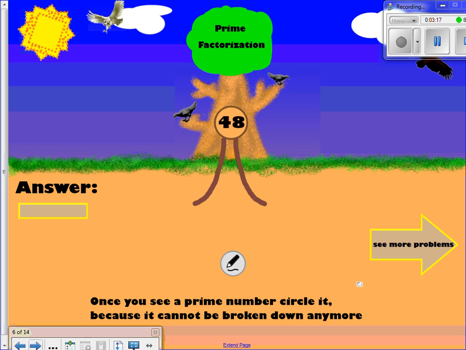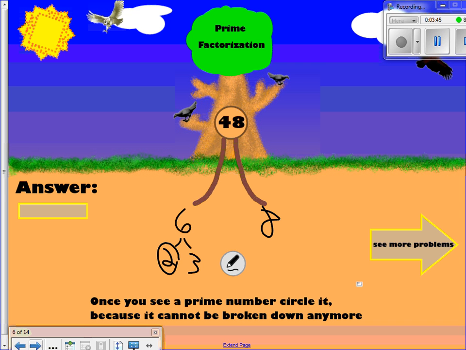Let's do the number 48. Well, what two numbers multiplied by each other equal 48? We can do the easy one. We've got 6 and 8. Now I have to break 6 apart because it's not prime, it's composite. I'm not going to put 1 and 6 down. The reason why is because then I'm back at the start. So make sure you're not doing anything else besides 1 and the number. I've got 2 and 3.